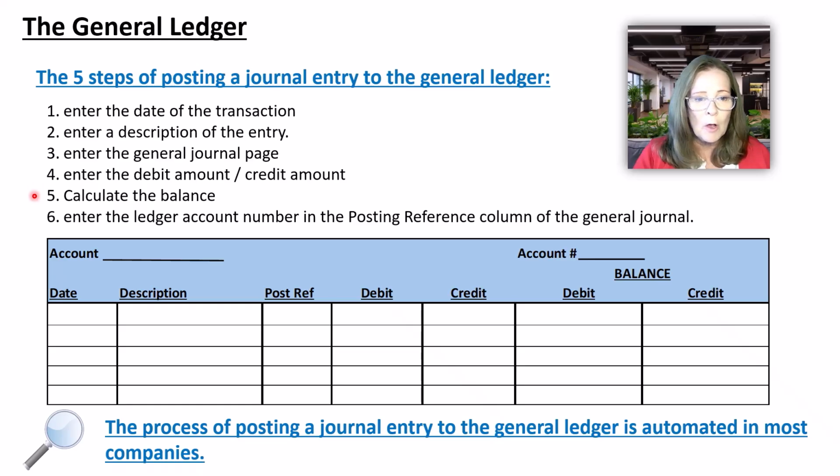And then we'll compute the balance and enter it into the debit balance column if the balance is a debit, or the credit balance column if the balance is a credit. Then you'll go back to the general journal and enter the ledger account number in the posting reference column to show that the general journal was posted. Now that you know these 5 steps, let's practice this concept with the help of, you probably guessed it, Eli's Consulting Services from our textbook.